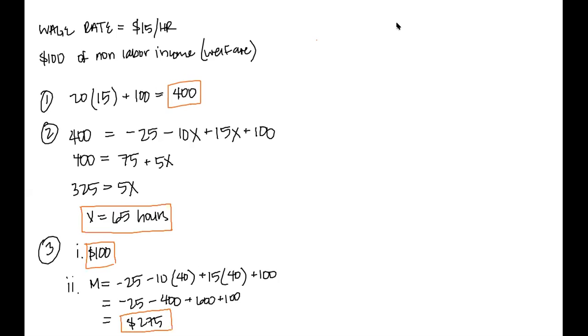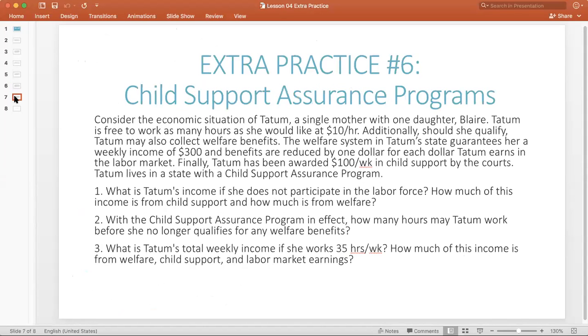So then, finally, I think we're on the last one. So number 6 is all about child support assurance programs. So consider the economic situation of Tatum, a single mother with one daughter, Blair. Tatum is free to work as many hours as she would like at $10 an hour. Additionally, should she qualify, Tatum may also collect welfare benefits. The welfare system in Tatum's state guarantees her a weekly income of $300, and benefits are reduced by $1 for each dollar Tatum earns in the labor market. Finally, Tatum has been awarded $100 a week in child support by the courts. She lives in a state with a child support assurance program.